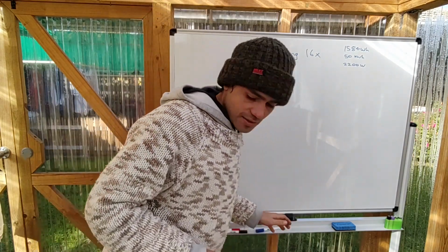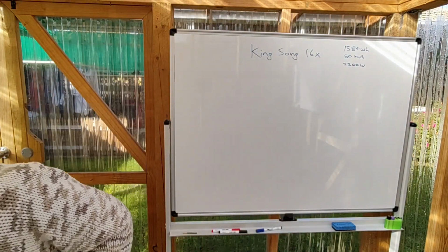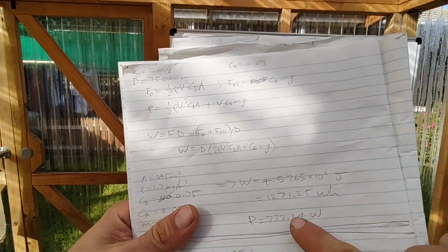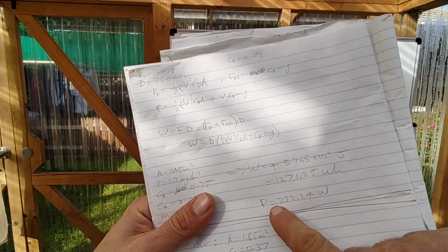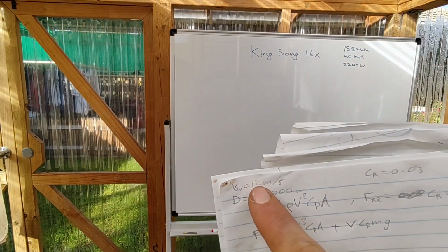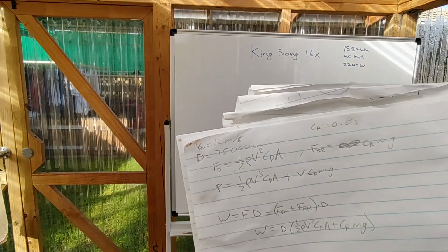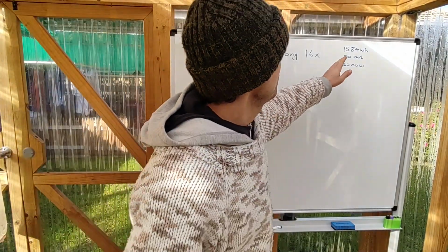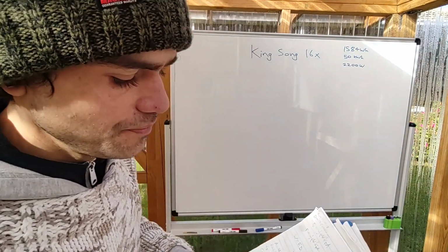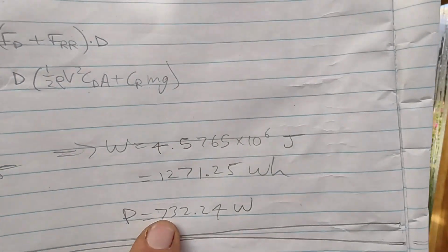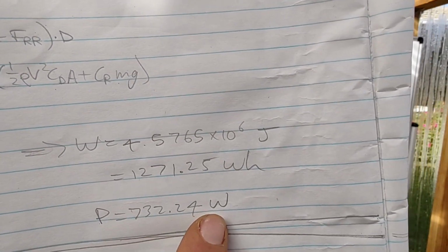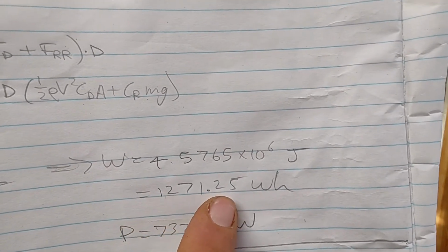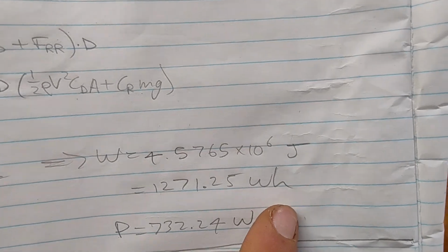So what I did, I went ahead and did some calculations, so we don't bog down this video. I'm not going to do that in this video. But what I worked out is that at 12 meters per second, so it's around 40 kilometers per hour, not quite the top speed of the 16X, close to top speed, you're only pulling 732.25 watts, right? But you're only going to get 1271.25 watt hours. See that?